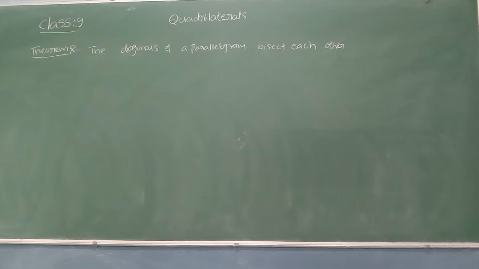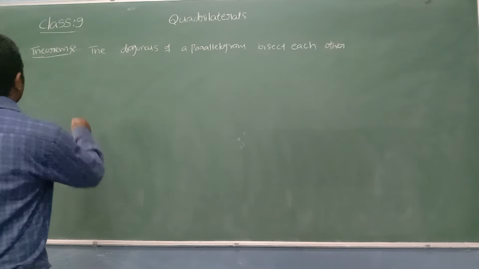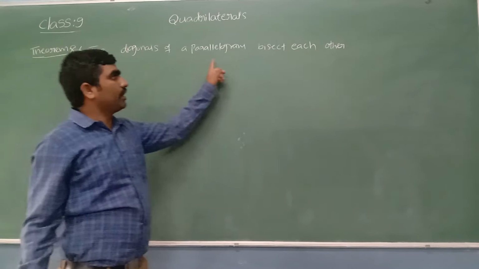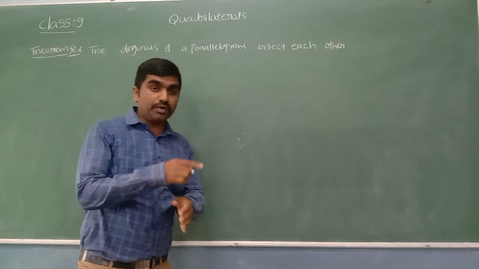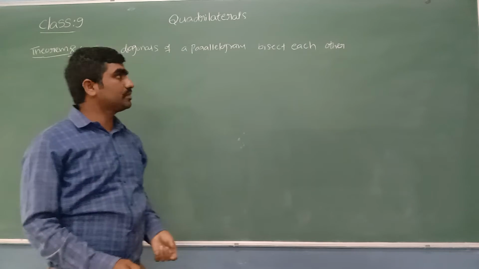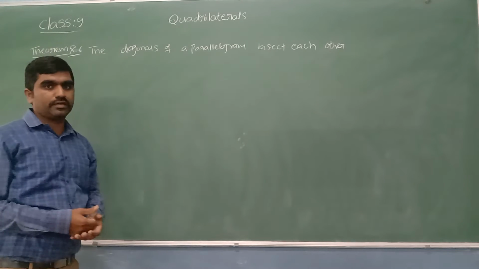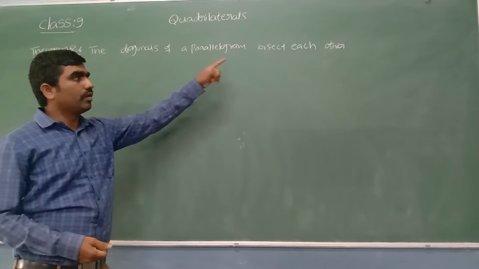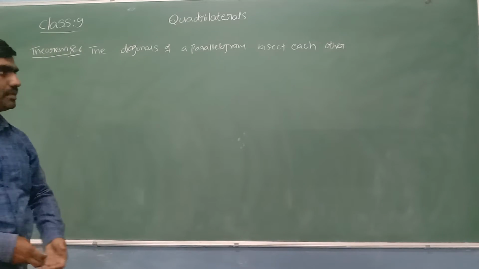Okay, children, let's see one more theorem here. Theorem 8.6. The diagonals of a parallelogram bisect each other. When you draw diagonals, they will divide each other into two equal parts in a parallelogram. So what is given data here? The given data is a parallelogram. We have to show that the diagonals bisect each other.